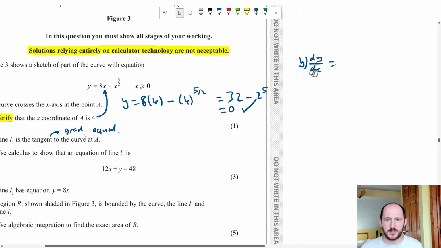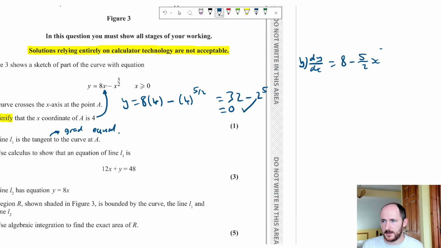Nice and easy. We just move the power to the front and take 1 away from the power. So that's 8 minus 5 over 2 x to the 3 over 2. Then the x-coordinate is 4 at that point, so we're going to sub in x equals 4. That's going to be the same as our gradient for the tangent, because at that point, the gradients are equal. And again, no calculator.